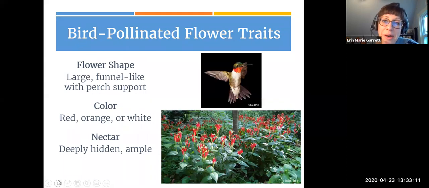Okay, I just quickly want to mention our one bird pollinator that we have in Illinois, the ruby-throated hummingbird. This one is going to prefer large funnel-like flowers with a perch support for them to sit on, typically reds or oranges with ample nectar that's deeply hidden. So something like the Indian pink that we have on the bottom here, or even a trumpet creeper, those are going to be great flowers to attract the ruby-throated hummingbirds.